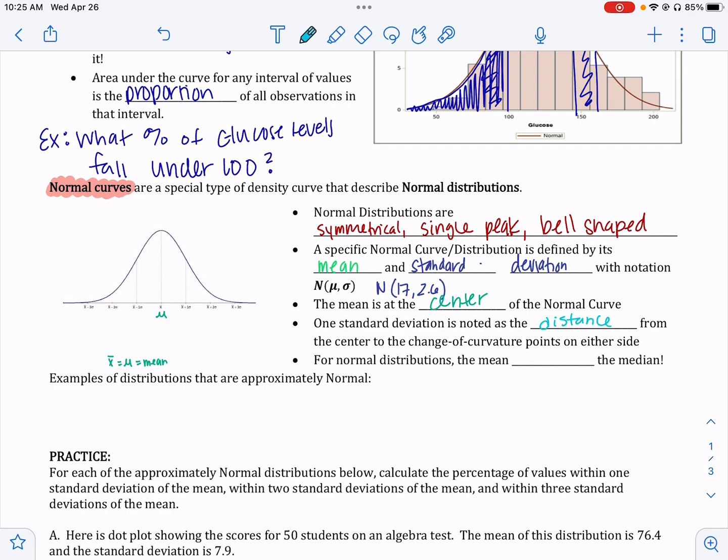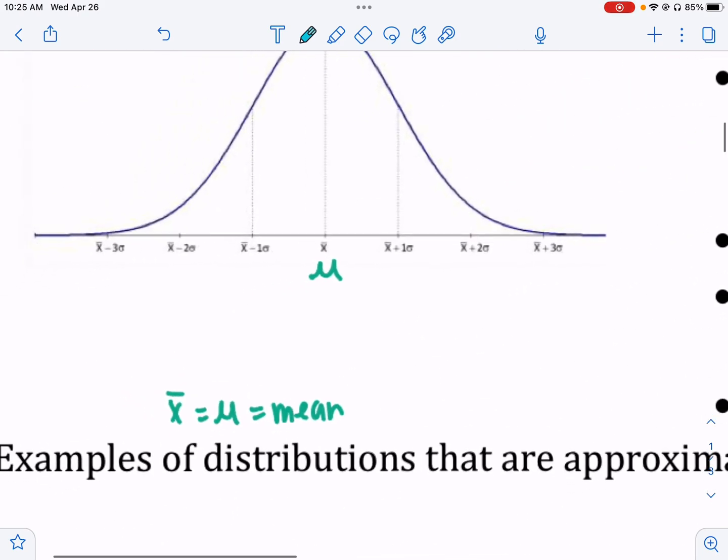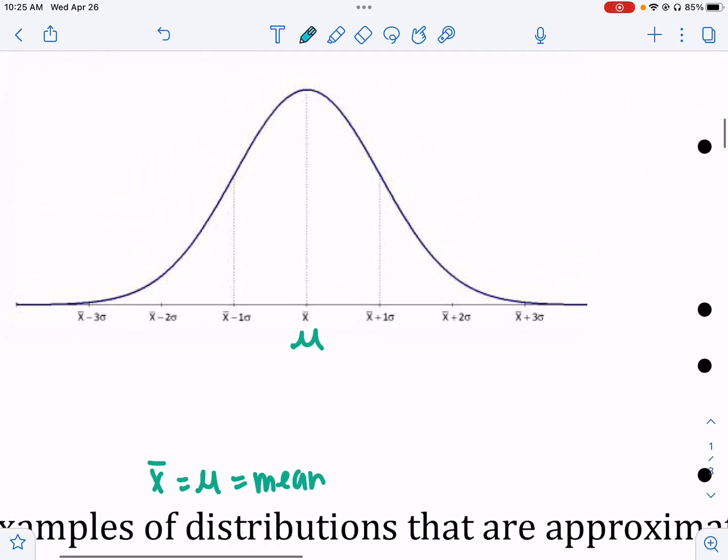So here it says that one standard deviation is noted as the distance from the center to the change of curvature points on either side. It's kind of weird wording here, but I'm really going to zoom in and show you what that means. So let's really look in at this. So here I have my mean. This would be my first change of curvature point.